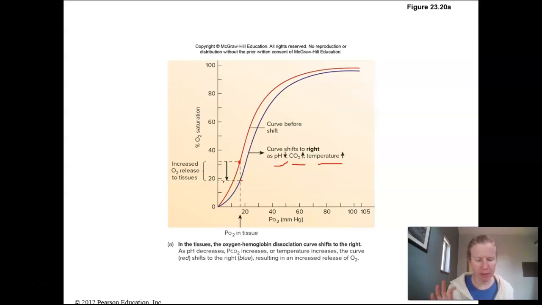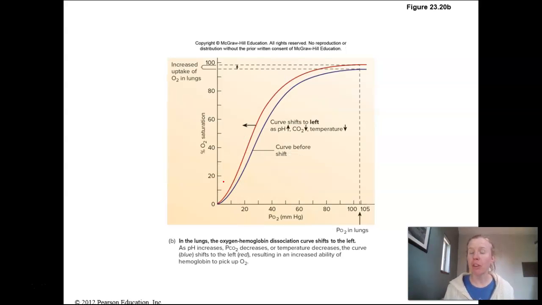2,3-DPG fits in here too. Oh, and does your book call it BPG? Same thing, bis or di. Anyway, this is in red blood cells, a product of glycolysis. So it's basically showing that we're running out of oxygen. And again, we deliver more oxygen.